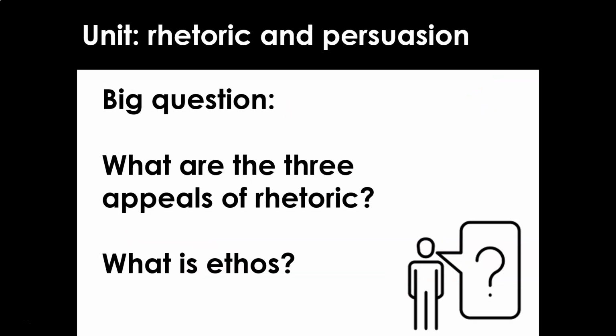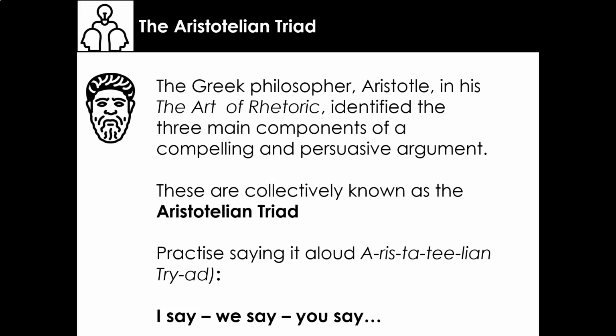Okay. So our big questions today are, what are the 3 appeals of rhetoric? And what is ethos? So the Greek philosopher Aristotle, in his book called The Art of Rhetoric, identified that there were 3 main components or parts of a persuasive argument. These are collectively known as something called the Aristotelian Triad.